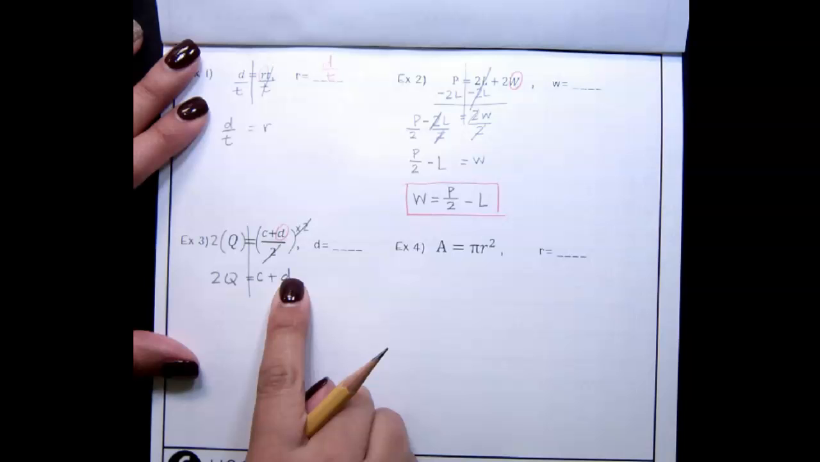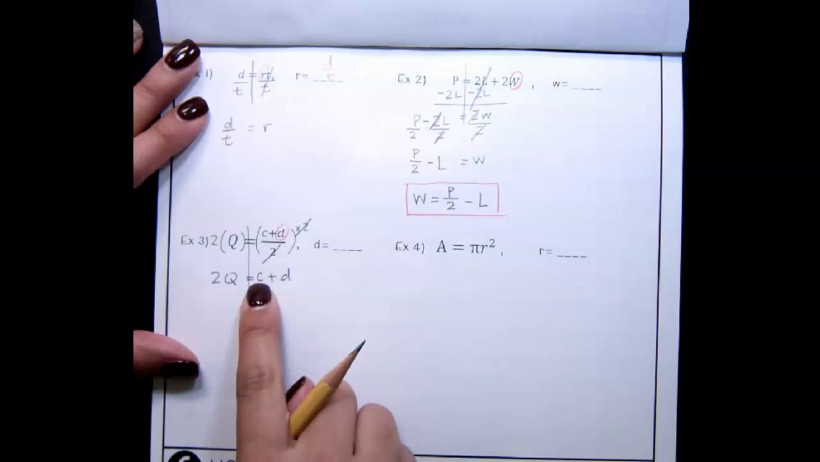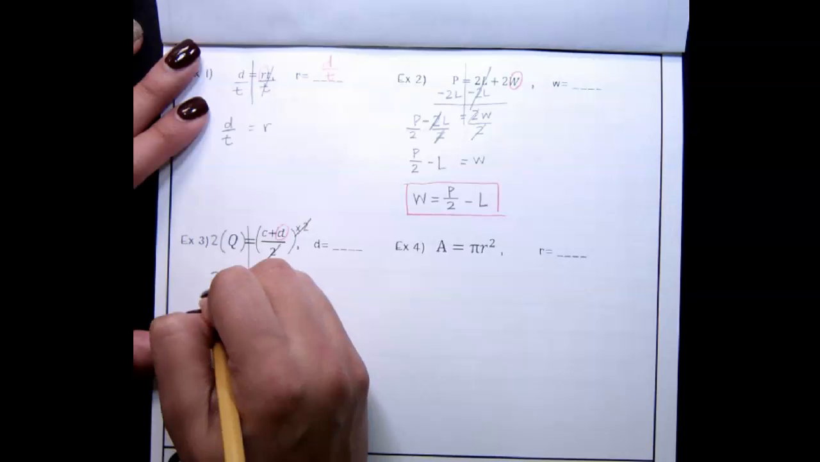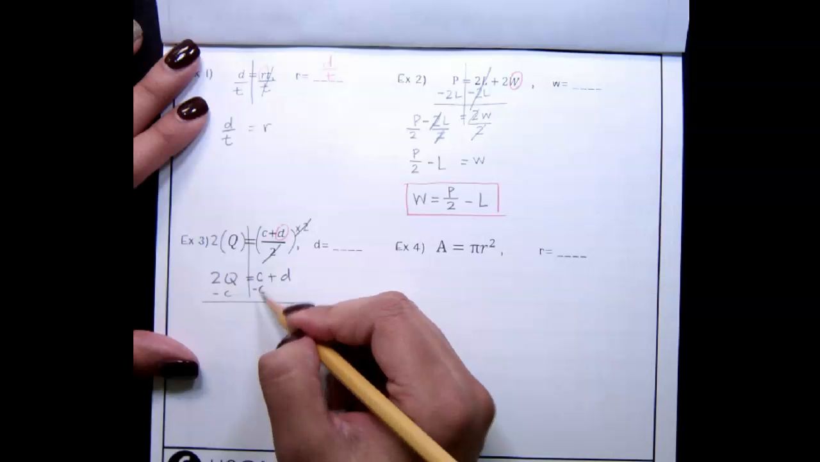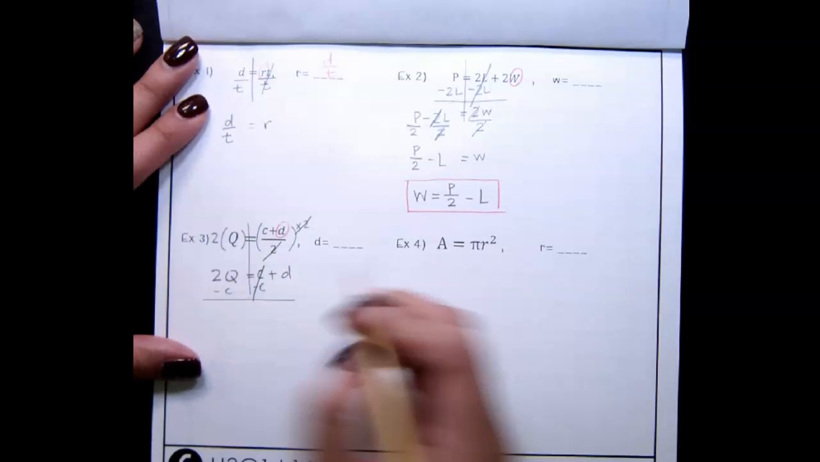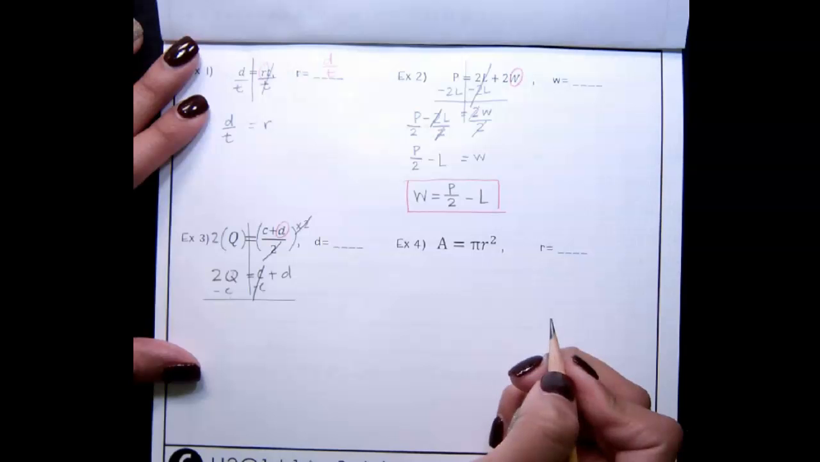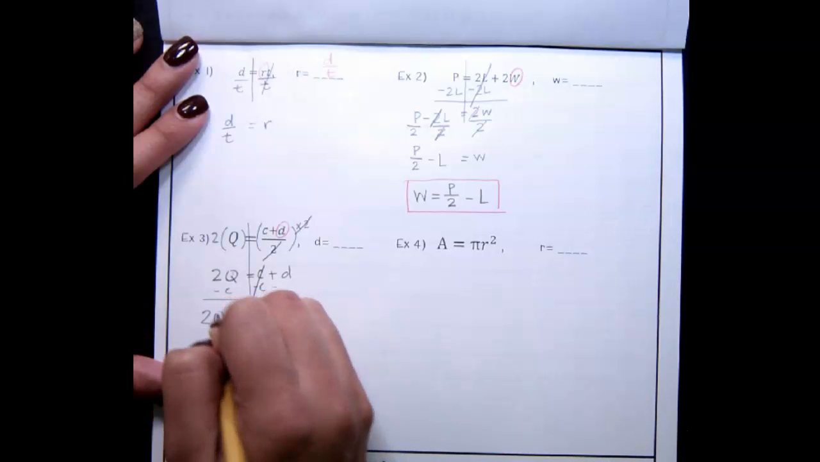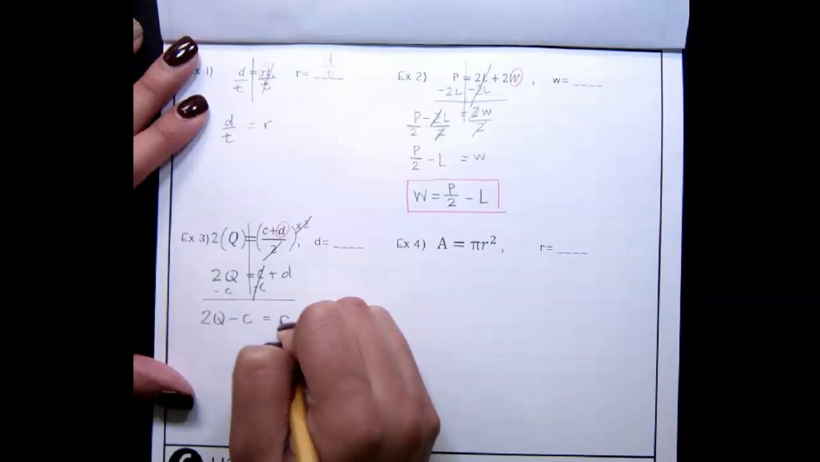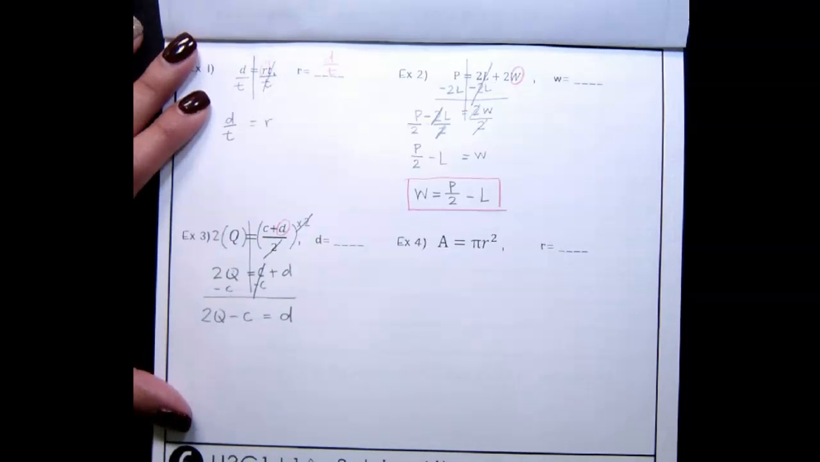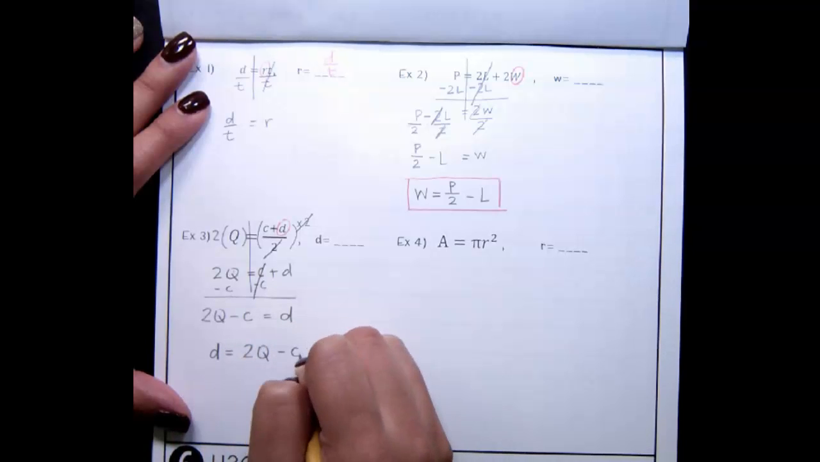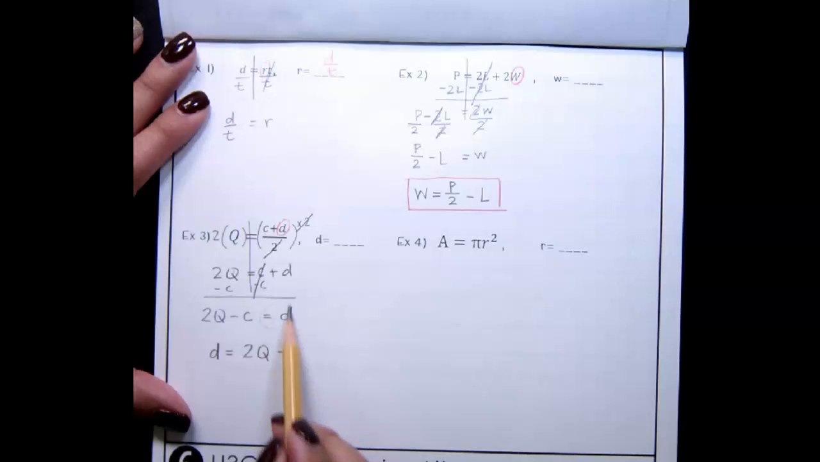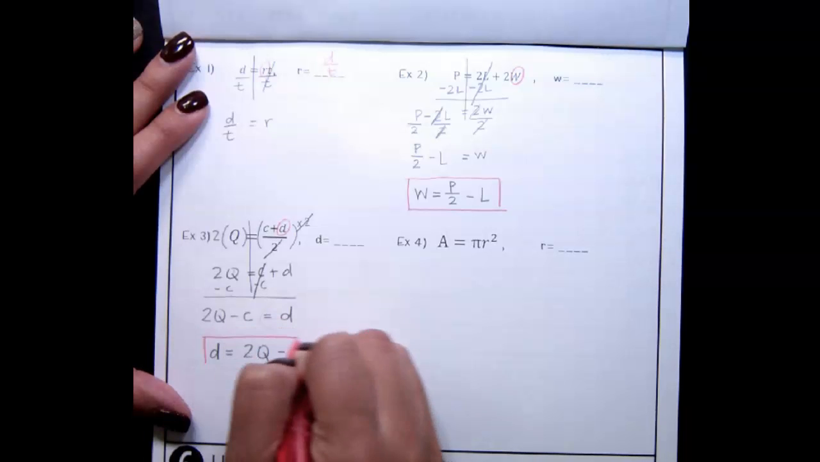Well, I want to get D by itself, and it's being added to C. Well, that C is positive, so the only way to get rid of it is to subtract it, because the opposite of addition is subtraction, or the opposite of a positive is a negative. So those cancel out. I can't actually subtract those because they're not like terms. So 2Q minus C equals D. You can leave it like that. Most likely you're going to see it like this. D equals 2Q minus C. They're the same thing. All I did was I moved this up to the front because most of the time you're going to see the variable first.